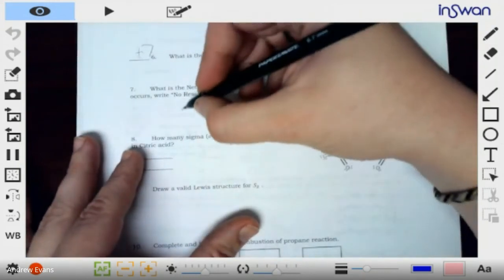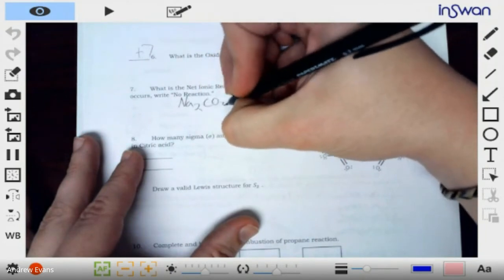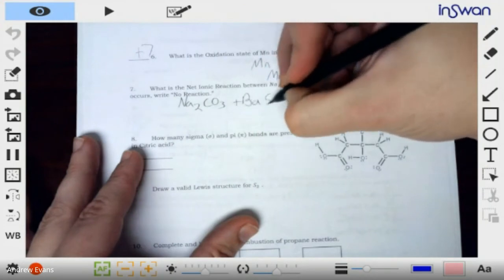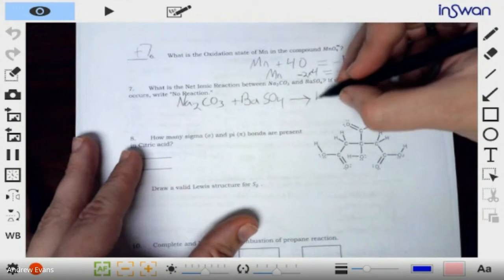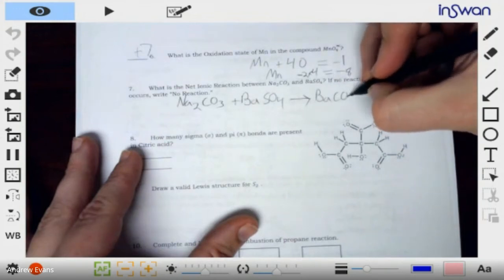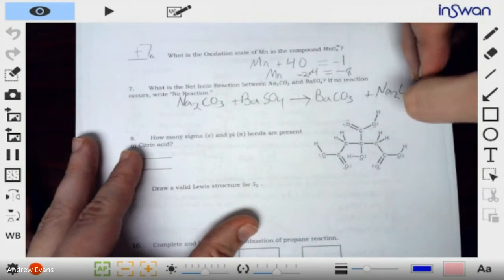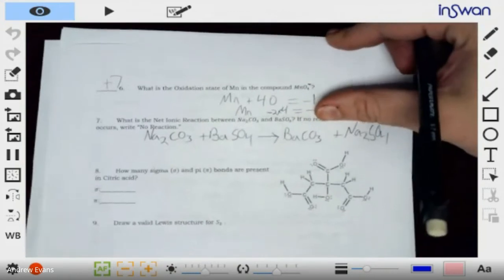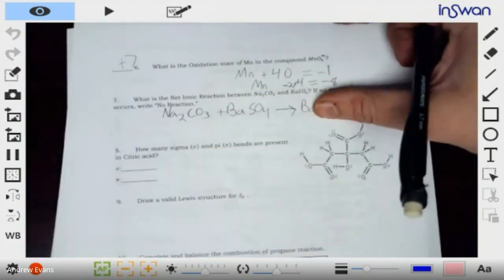Now looking at this, the first thing we need is the full equation written out. BaSO4, and the reaction goes to BaCO3 and Na2SO4. To go beyond here, what do we have to do now? Now we would have to consult our solubility chart.